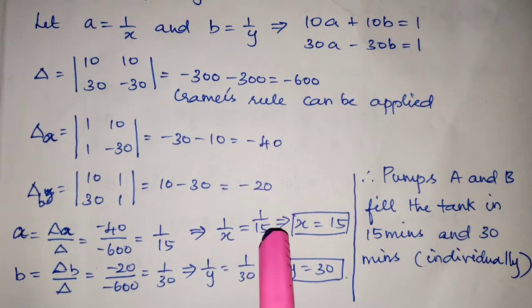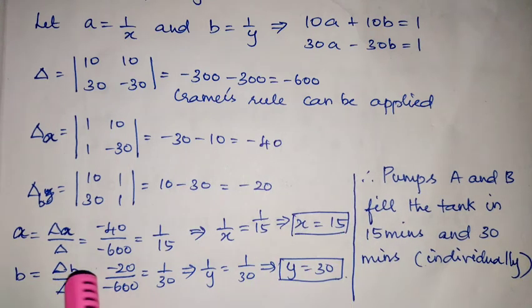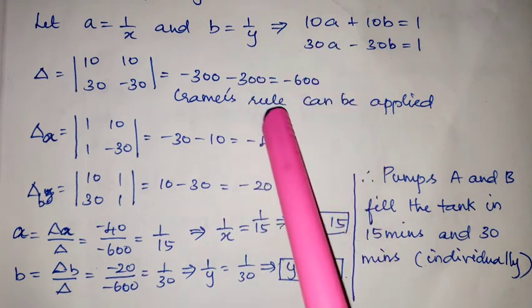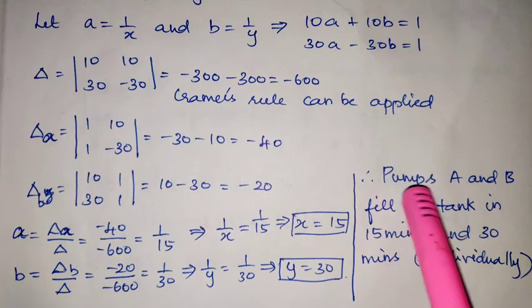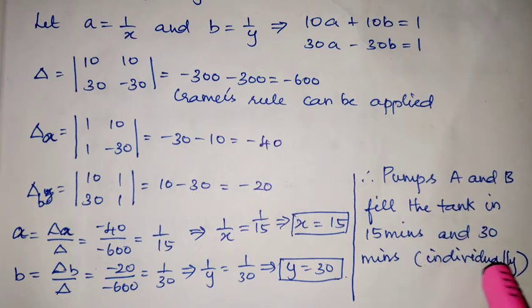So 1 by x is 1 by 15. X is equal to 15. Now B. B is equal to del B divided by del, which is equal to minus 20 divided by 600, which is 1 by 30. What is B? B is 1 by y, which is equal to 1 by 30. Therefore, y is equal to 30. So pump A and pump B fill the tank in 15 minutes and 30 minutes individually.